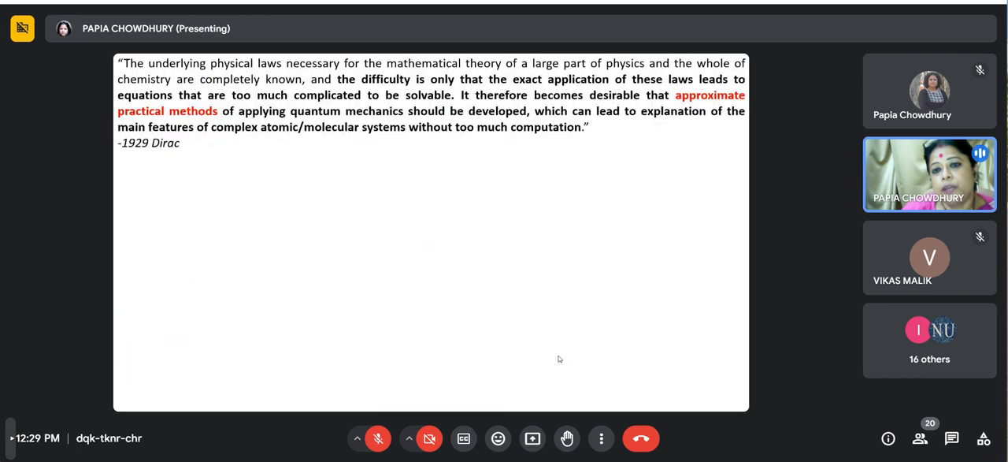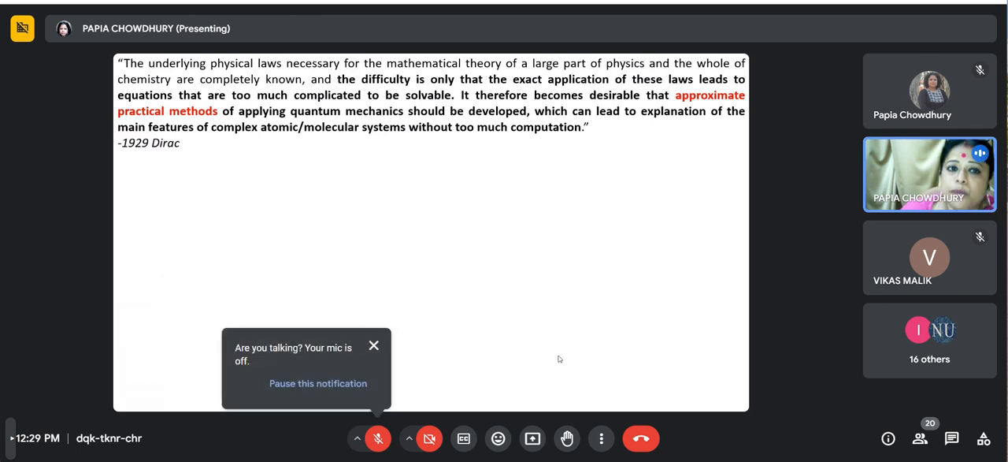So that is a very famous line of Dirac in 1929, that the underlying physical law necessary for the mathematical theory of a large part of physics and the whole of chemistry are completely known. But the difficulty is to solve those equations, because in most cases the problem is not solvable. So that means if we want to get a solution for those systems, to get an idea about the energy of that system or about the bond length, bond angle of that system, we need to apply some approximation techniques, which are applicable for atomic and molecular systems also.